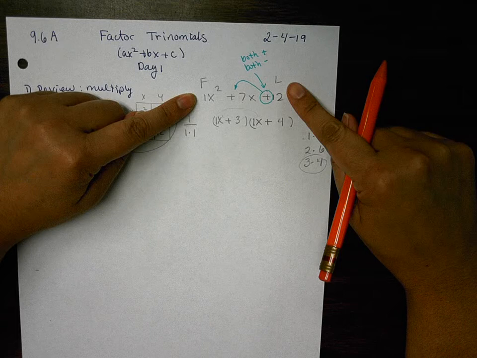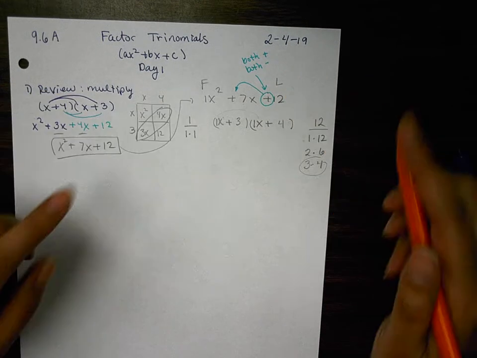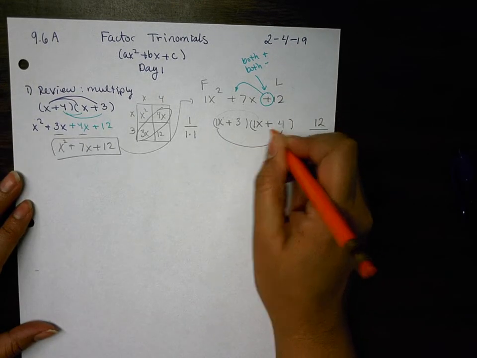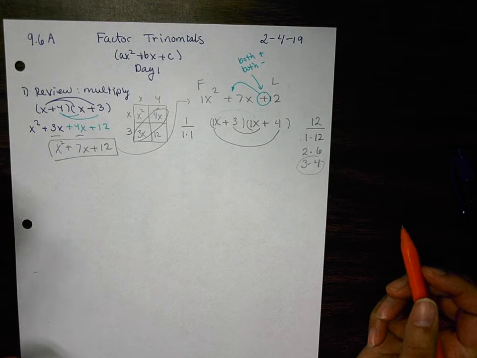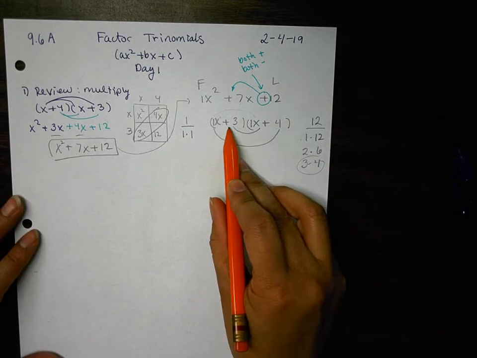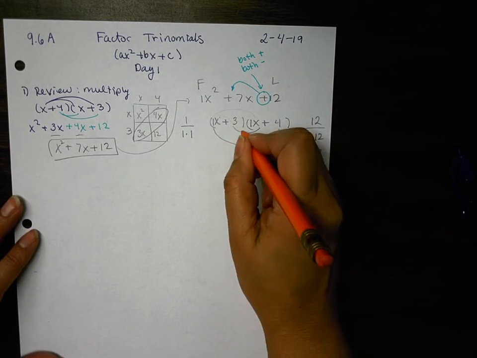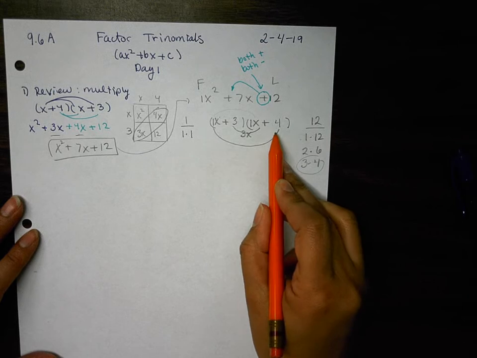Do you guys remember the FOIL, the first, outer, inner, last? Do you remember that? Do you agree I've already checked the first and the last? The only one I haven't checked is the outer and the inner. So that's what I do. I do my outer inner piece. What's 3x times 1x?